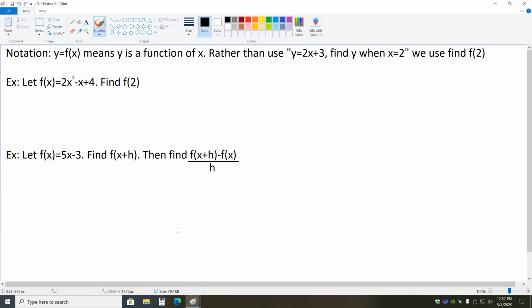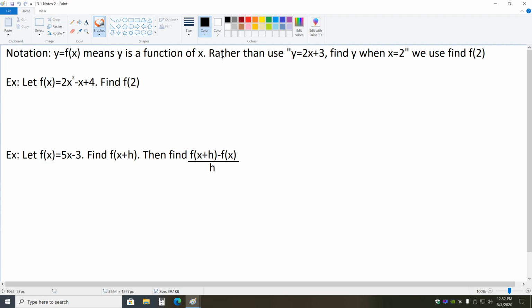So continuing from here, we have a notation that says y is equal to f of x. So when we talk about function notation, we use the notation f(x). And this tells us that y is a function of x. Why is this useful? Why are we even going through this?